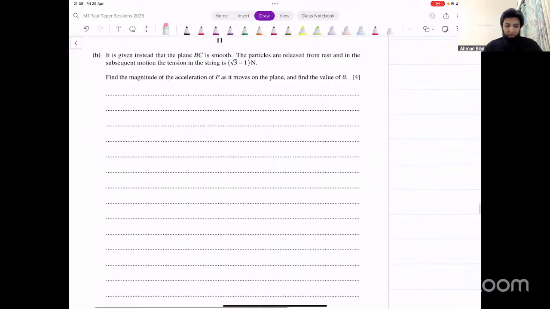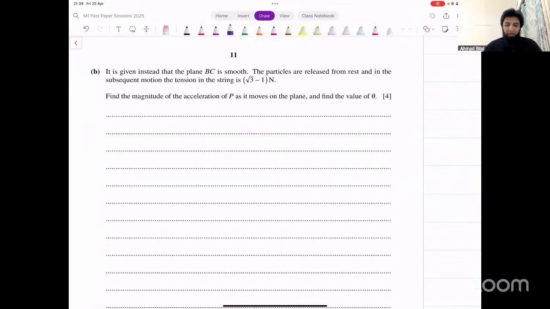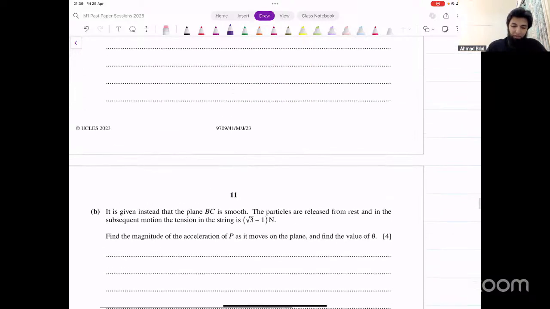Part 2. Now, part B says it's given instead that the plane BC is smooth. Now, this plane on the right side, that's also smooth. That's what they're saying. In this case, the particles are released from rest, and in the subsequent motion, the tension in the string is under root 3 minus 1. Find the magnitude of the acceleration of P as it moves up on the plane and find the value of theta. Now, both planes are smooth.